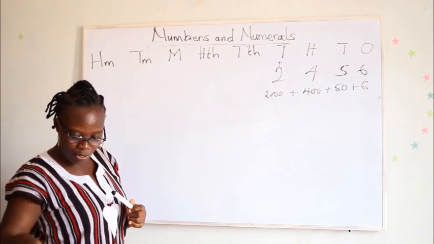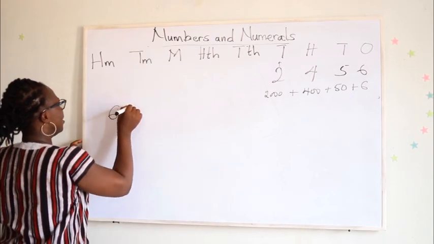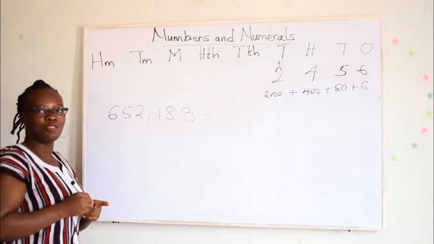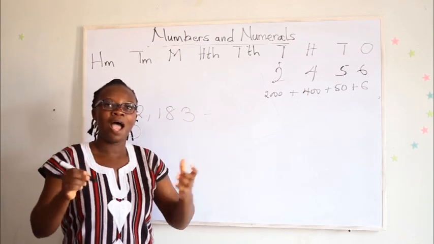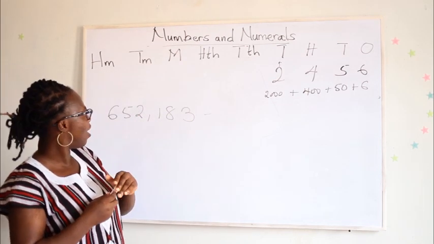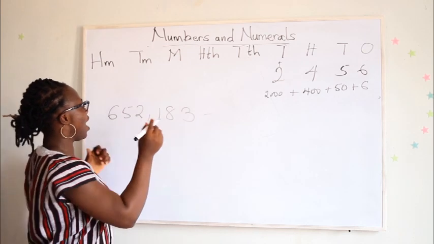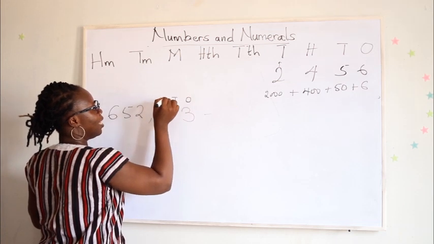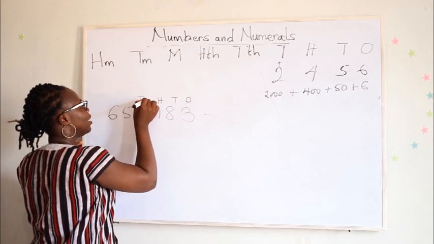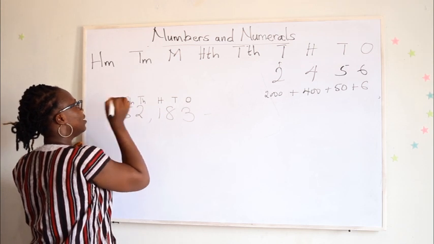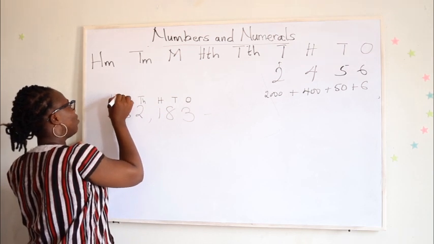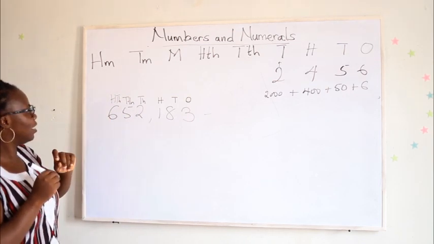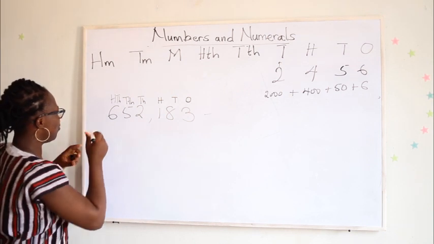Easier. Now let's look at this number, 652,138. If I ask you to write this number in words, how do you go about it? Can you give it a try? So let's look at it. What do I have? The digits, I have what? Ones, tens, hundreds, thousands, ten thousands, hundred thousands. Okay, so this is what we have. So if you're able to do this, then it becomes what? Easier.